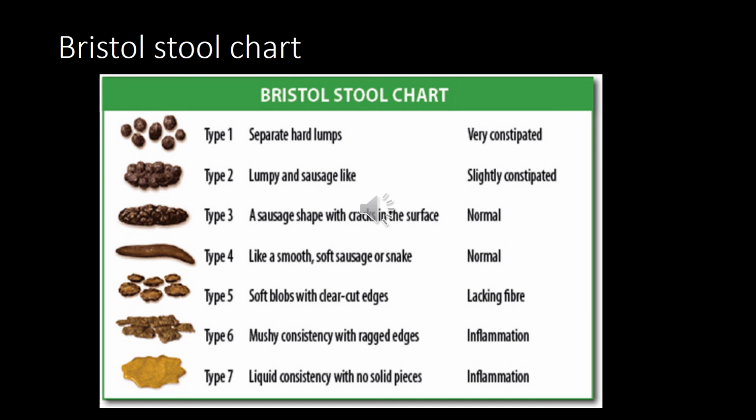Then we come to type 5, which includes soft balls with clear-cut edges. It occurs when there is a lack of fiber in our food. Type 6 is a mushy consistency with ragged edges, which usually happens in case of inflammation. And type 7 is a liquid consistency with no solid pieces. It occurs in case of inflammation, or you can say diarrhea as well.